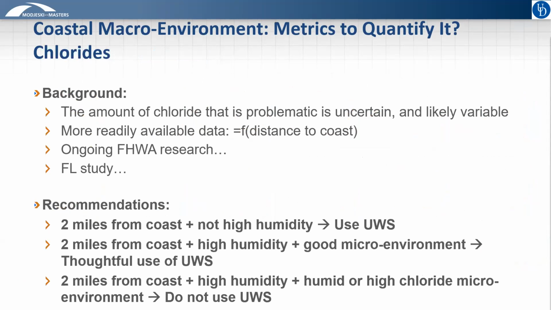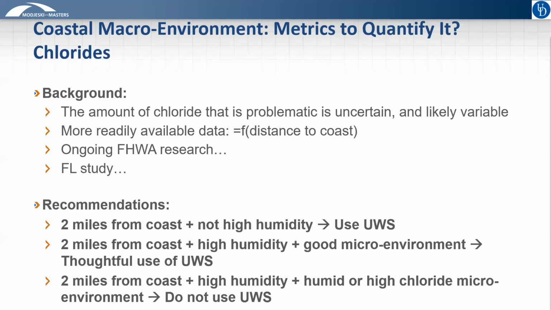What that level of chloride is, is difficult to precisely determine, but what is easier to analyze is the performance as a function of distance to the coast, which can be indirectly related to chloride concentrations. This is the approach being implemented in the ongoing FHWA study on this topic, but the best available data on this metric at the present time comes from a study by Rich Granata focused on performance in Florida, where 2 miles from the coast was viewed as a reasonable threshold for where uncoated weathering steel could be used with confidence.